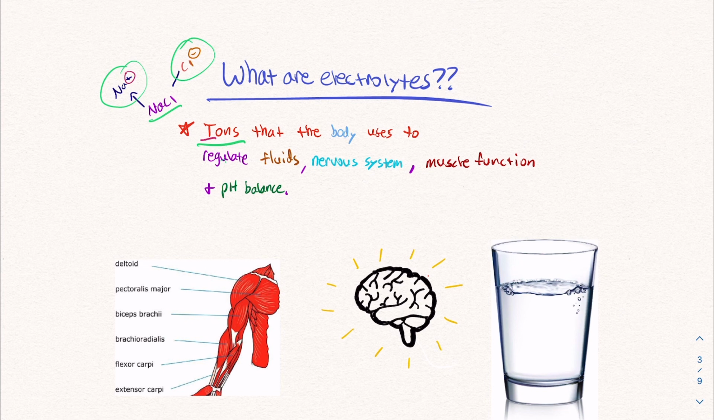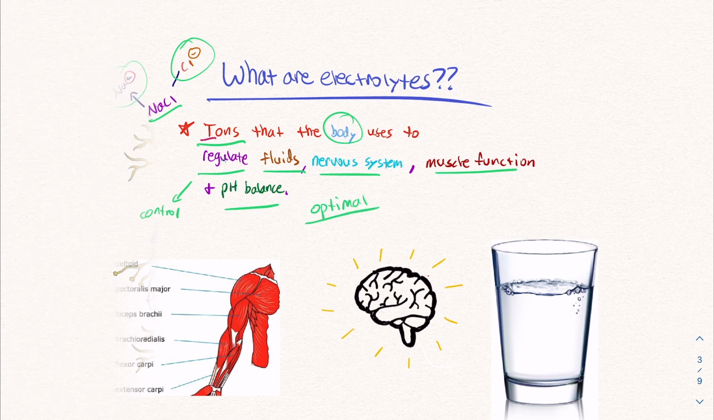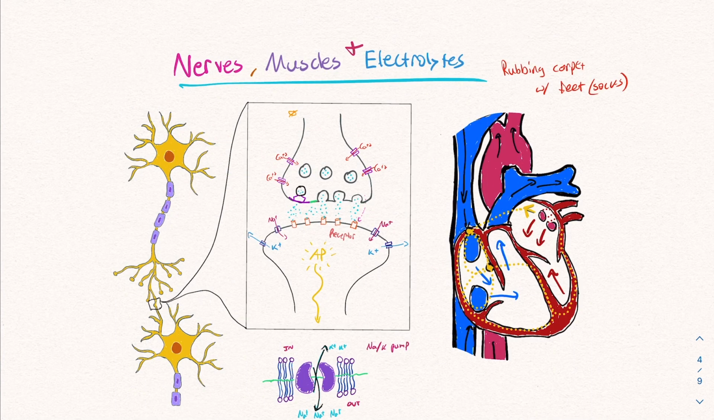Now, these ions are used by the body to regulate, to control fluids, water intake, nervous system function, brain, spinal cord, muscle function, the muscles you use to move, grab stuff, walk, and pH balance. Now, pH is a measure of how acidic or basic something is. Without getting into it, just know that this needs to be in perfect balance for your body to function in an optimal condition.